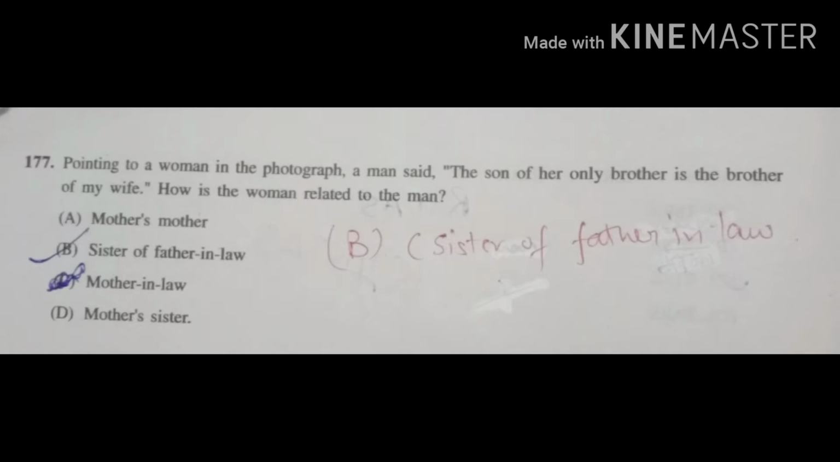Pointing to a woman in the photograph, a man said, the son of her only brother is the brother of my wife. How is the woman related to the man? The woman is related to the man as sister or father-in-law. Option B. So move on to the next questions.